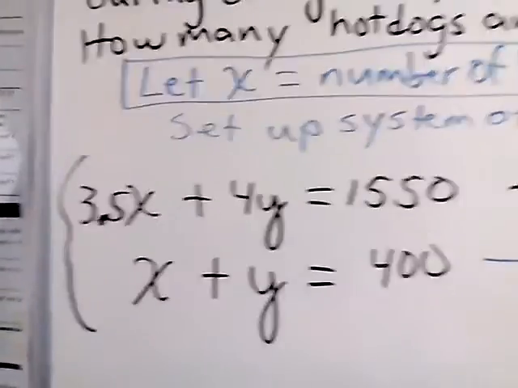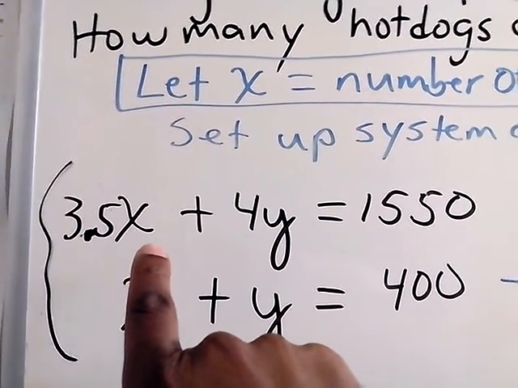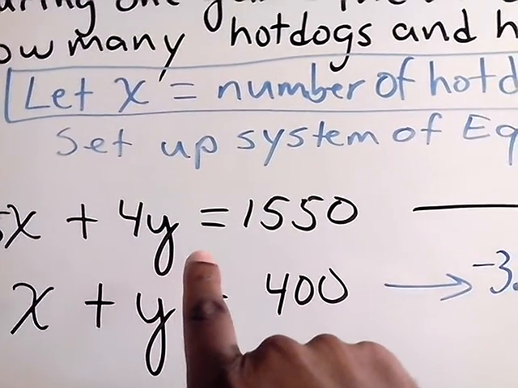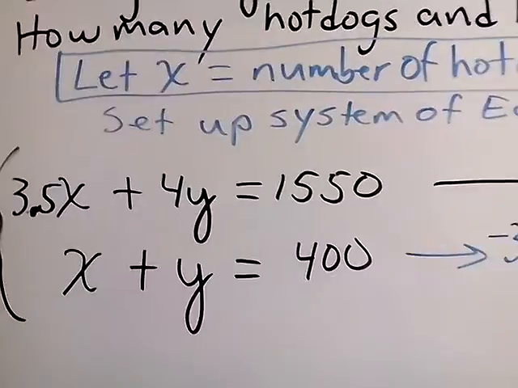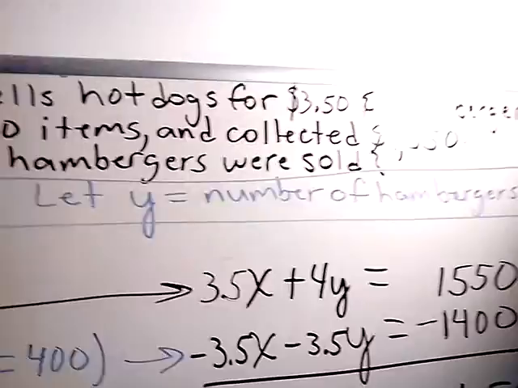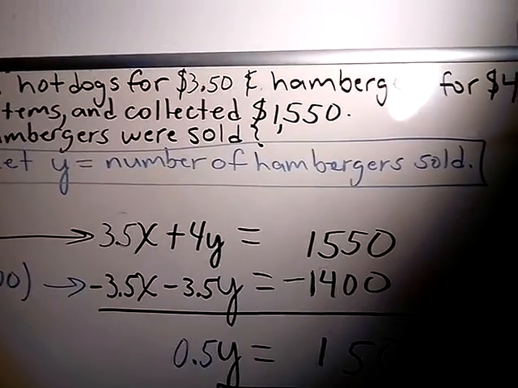So again, on this system here, we have 3.5 for $3.50 times the number of hot dogs sold, plus $4 times the number of hamburgers sold, is equal to the total amount which was collected of $1,550.